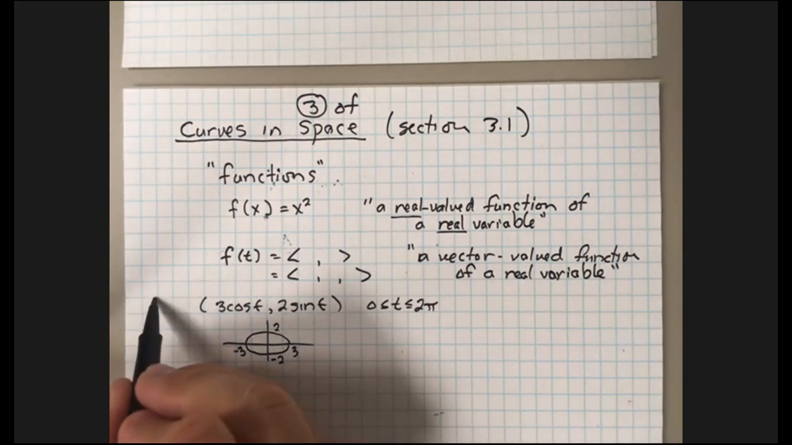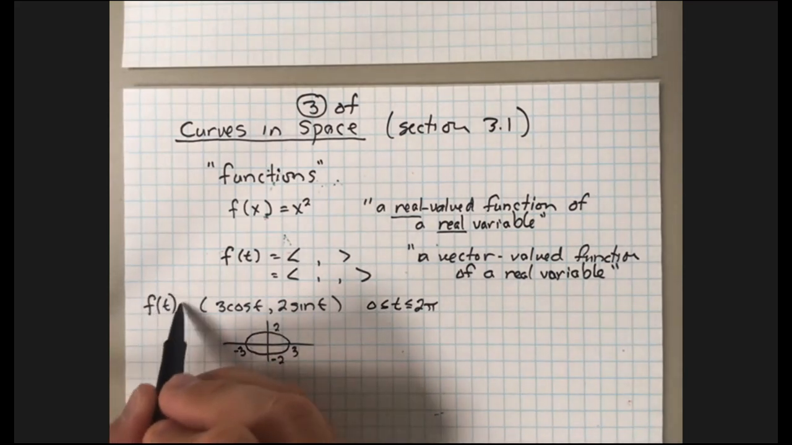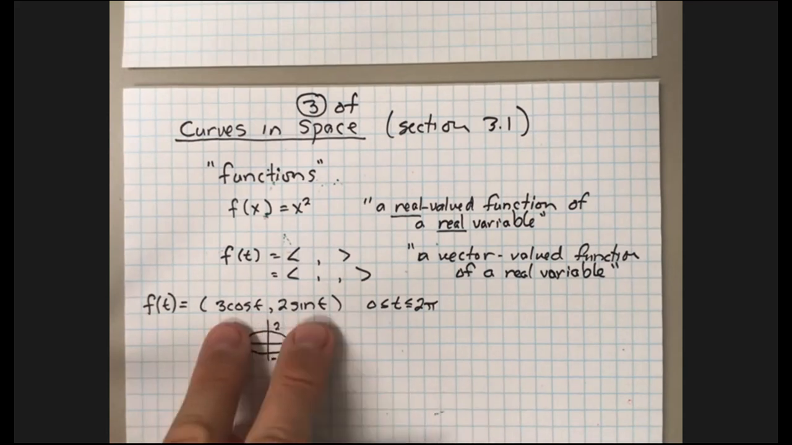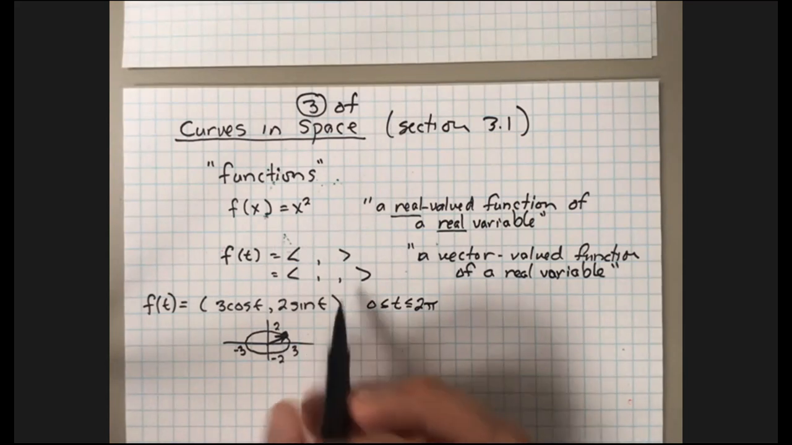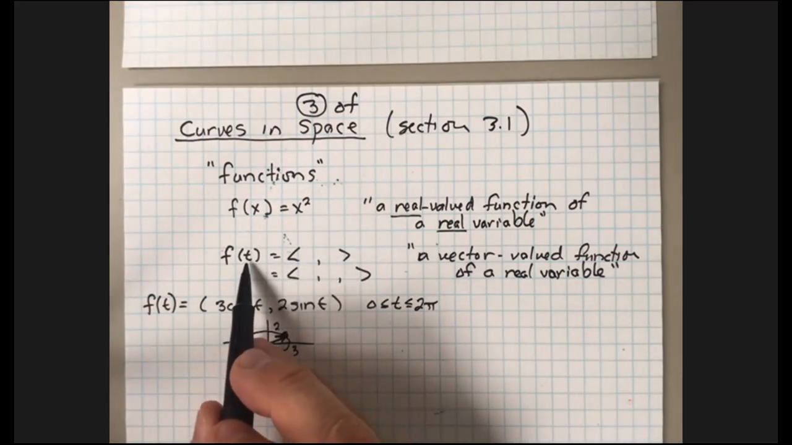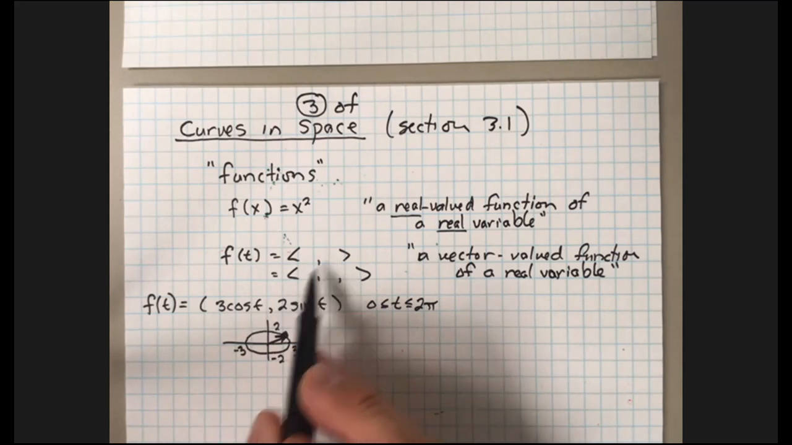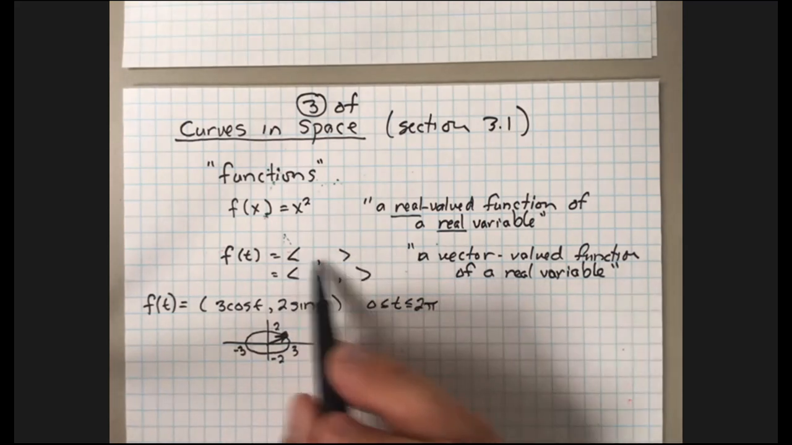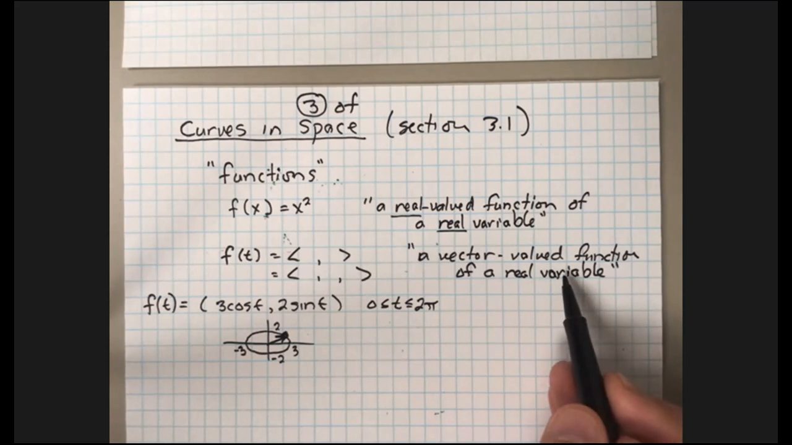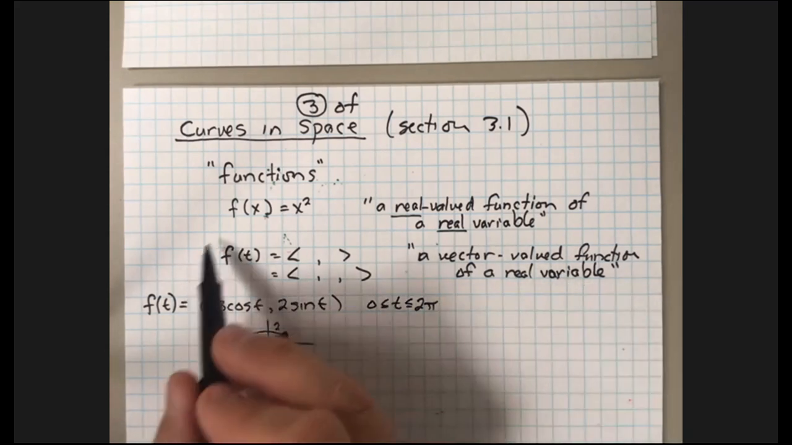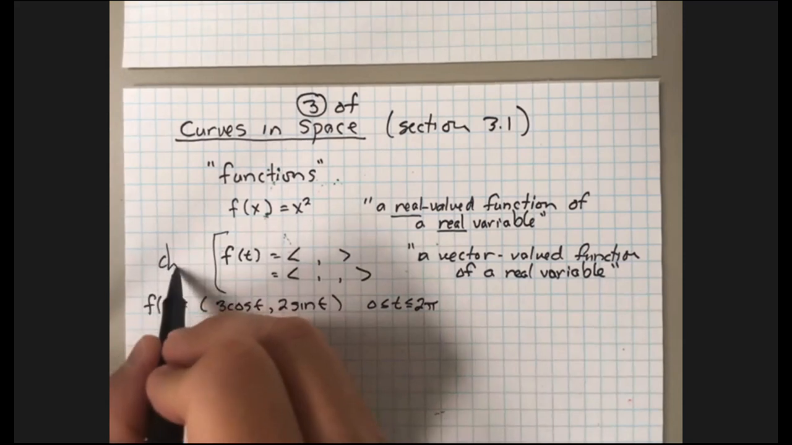Isn't this a function where you put in a real number and you get out a point? But getting out a point is the same thing as getting out a vector. So when you put in one number and you get out 2 numbers or 3 numbers, that's a vector valued function of a real variable. And that's where we're going to go next in chapter 3.